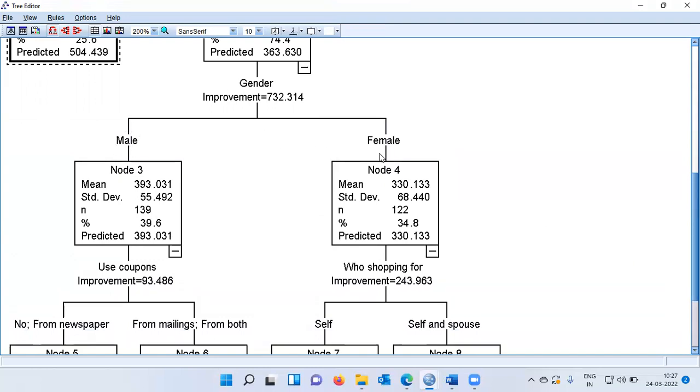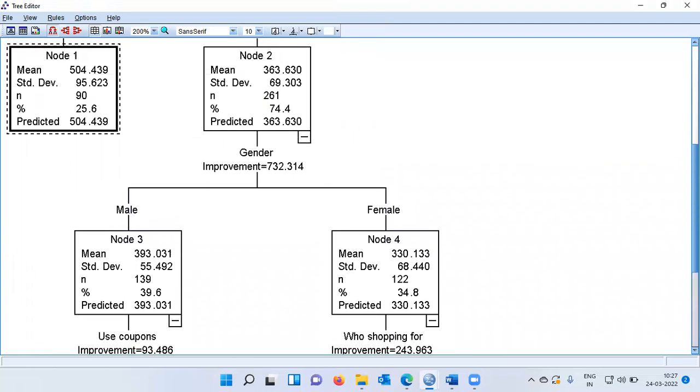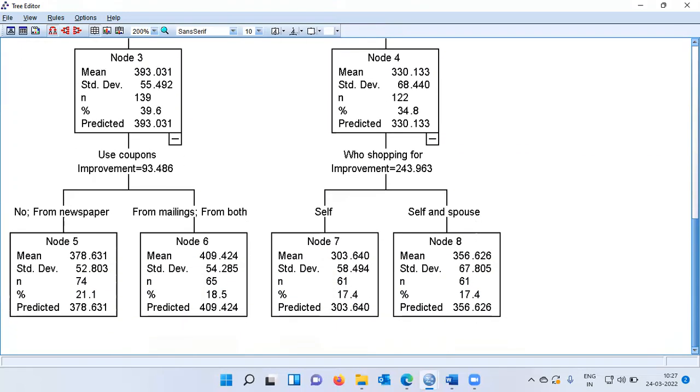Here, a customer could be either a male or a female. If you're a male customer who is shopping for himself or for your spouse, the average spend is $393. For male customers, the next important variable becomes usage of coupons. Here again, you have two different branches. Either you don't use coupons or you use coupons from newspapers. What is the average spend? The average spend is $378.63, which is again less than the baseline spend.